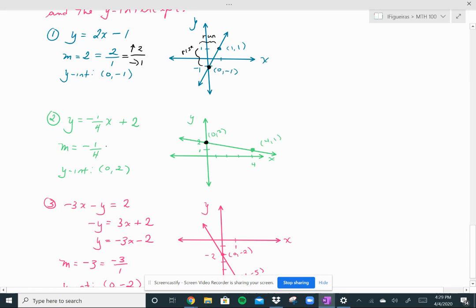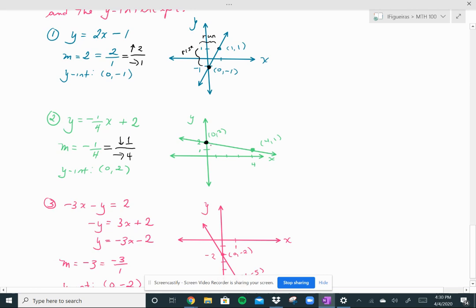Now I'm using my concept of rise over run. So -1/4. That means that either the negative is on top or on the bottom. We usually consider our negative to be on top of the fraction. So if it's -1 over +4, that means I have to go down 1 unit and I have to go right 4 units from the y-intercept.